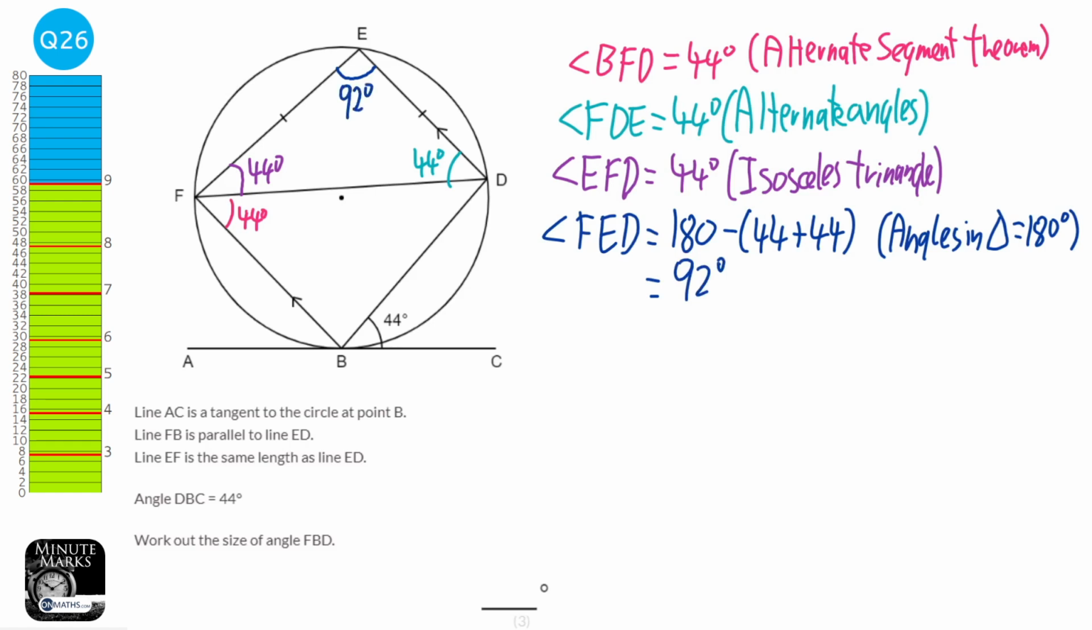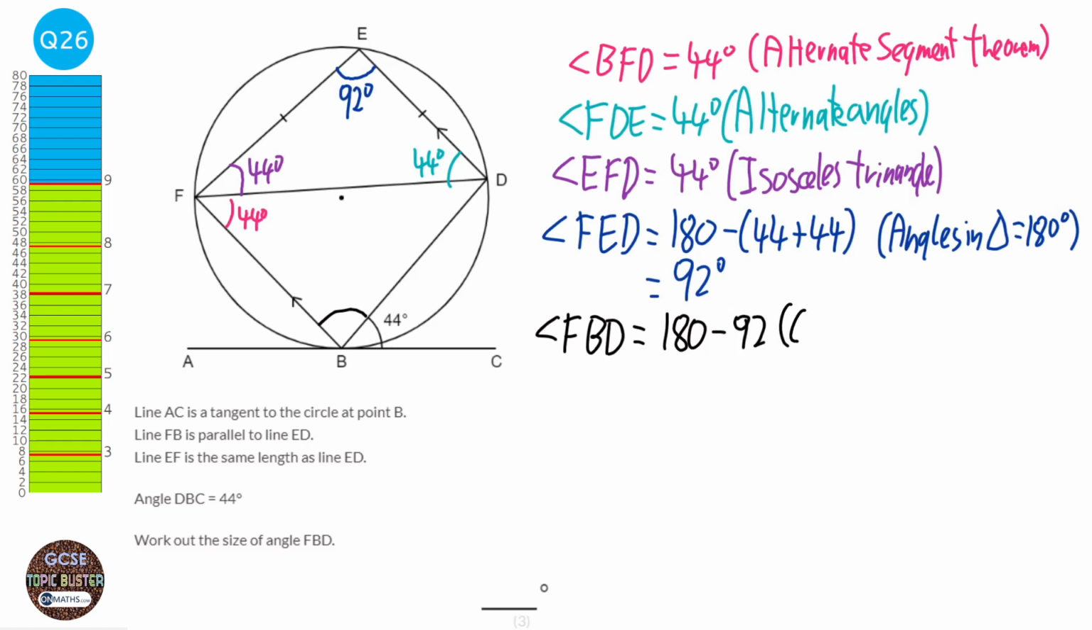And finally, took us a while to get there, but finally we can work out what this angle is, because in total all four corners of this quadrilateral here are touching the circle, so it's a cyclic quadrilateral. And so angle, what's it called in the question, angle FBD is going to equal 180 take away 92. And again, we have to show the reason of the fact it's a cyclic quadrilateral.